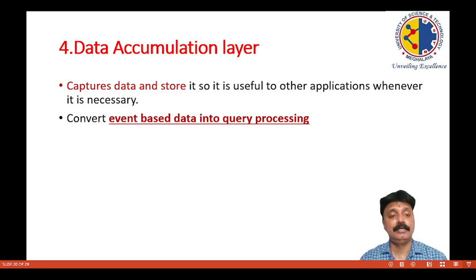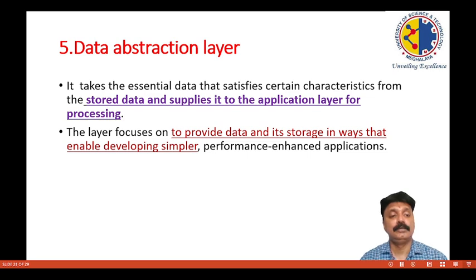Data accumulation layer. It creates data and stores it, so it is very useful to other applications whenever necessary. It converts event-based data into query processing. Data abstraction layer. It takes the essential data that satisfy certain characteristics from the stored data and supplies it to the application layer for further processing. This layer focuses on providing data and its storage in ways that enable developing simpler, performance-enhanced applications.